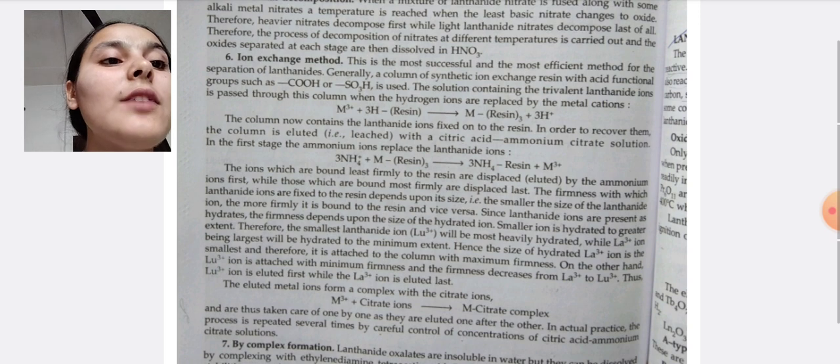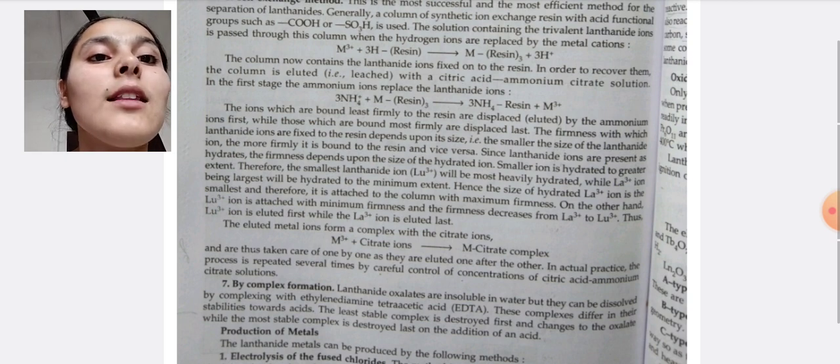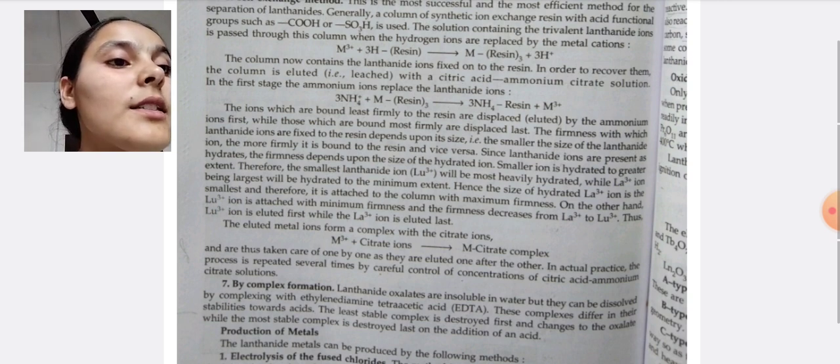The firmness with which the lanthanide ions are fixed to the resin depends upon its size. The smaller the size of the lanthanide ion, the more firmly it is bound to the resin, and vice versa. Since lanthanide ions are present as hydrates, the firmness depends upon the size of the hydrated ion. Smaller ion is hydrated to a greater extent.